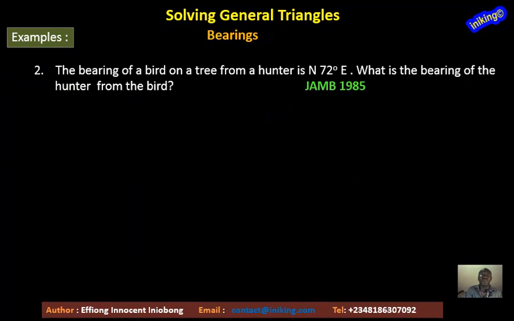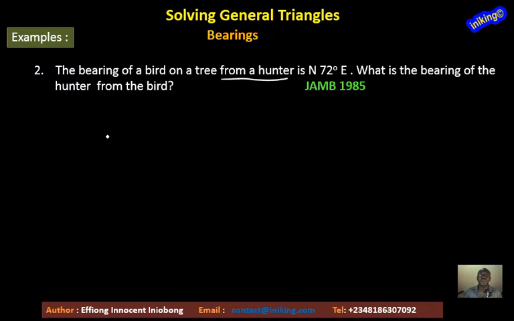Let's look at question 2. Question 2 states that the bearing of a bird on a tree from a hunter is 72 degrees east. That is 72 degrees east of north. What is the bearing of the hunter from the bird? We have been provided with the bearing of the bird from the hunter.